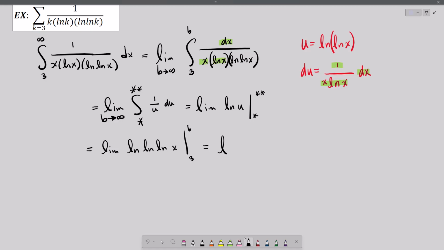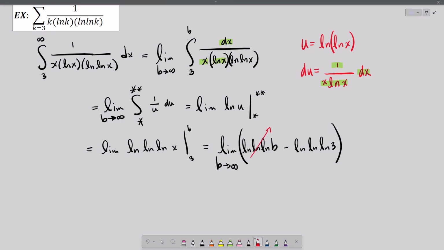So this will be the limit of ln of ln of ln of b minus ln of ln of ln of 3, thank you. And this is as b goes to infinity.